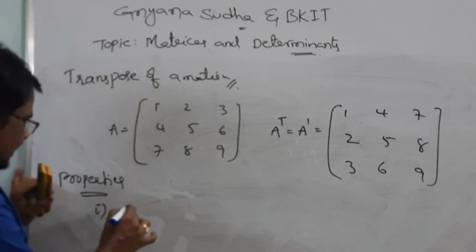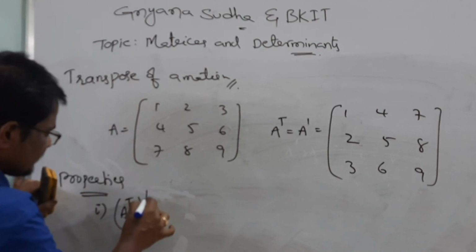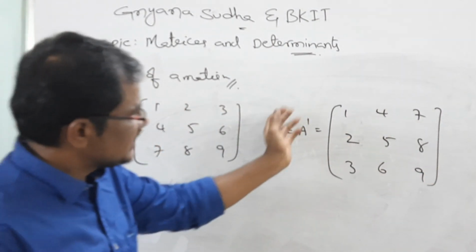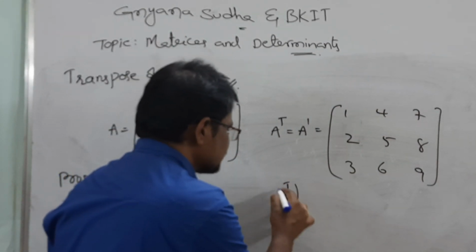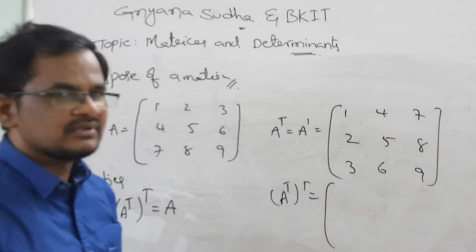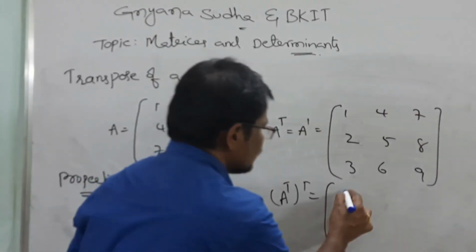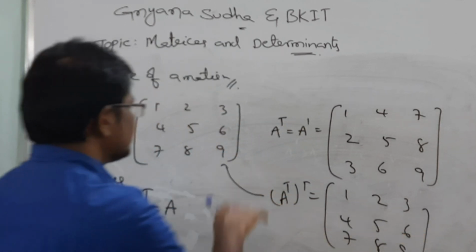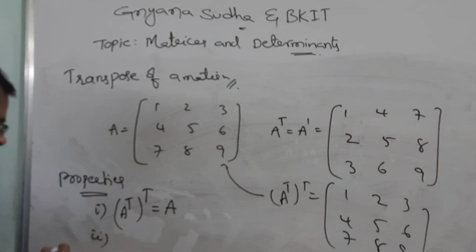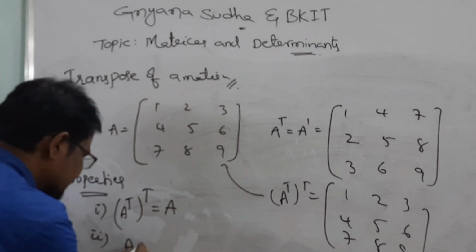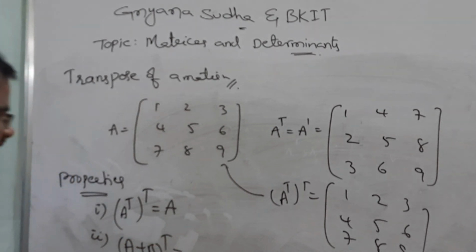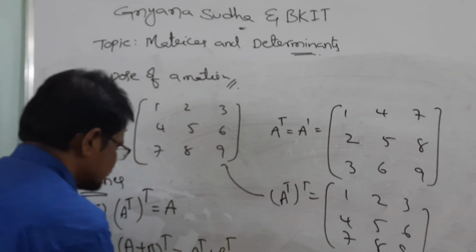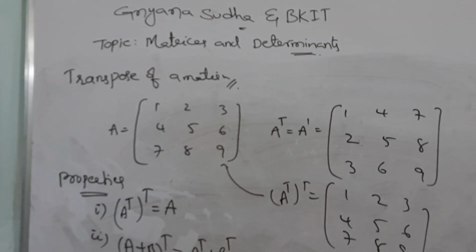First one. If you take A transpose, and again take the transpose of this one, A transpose whole transpose, you get A only, because interchanging the rows and columns again brings back 1 2 3, 4 5 6, 7 8 9, which is A only. The second one is (A plus B) whole transpose, which is nothing but A transpose plus B transpose. If you take minus, here also minus you will get.